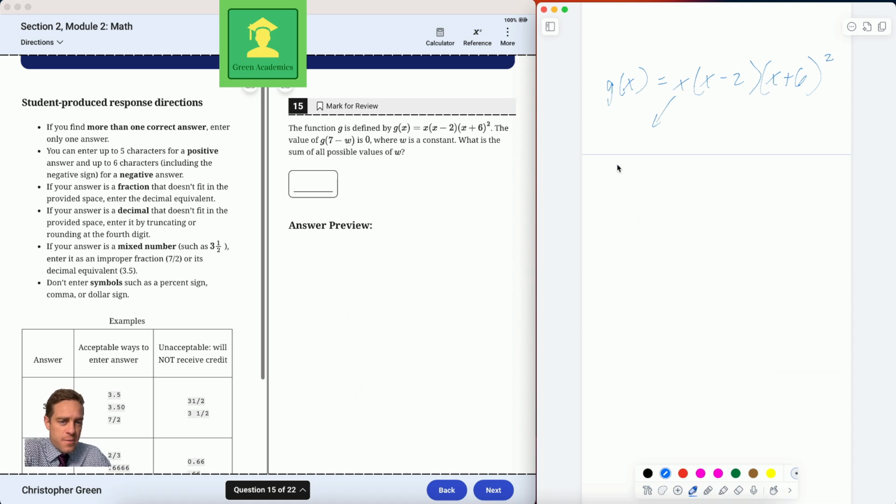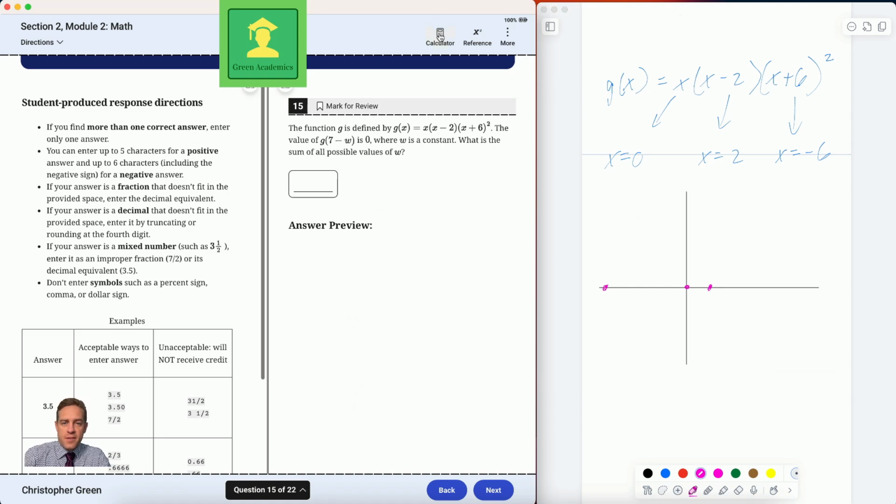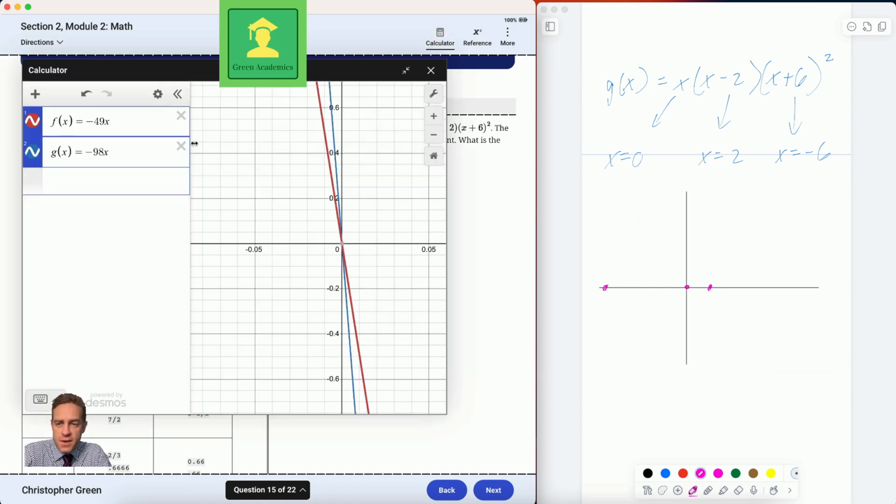Well, it's either when x is 0, or when x is 2, or when x is negative 6, which is to say if you went to graph them, let's put those spots on the sketch, right? So 0 gives you 0, 2 gives you 0, and negative 6 gives you 0. Now, I'm going to use Desmos to our advantage to fill in what that actual graph looks like.